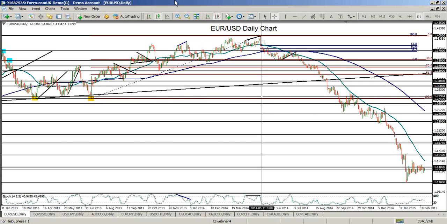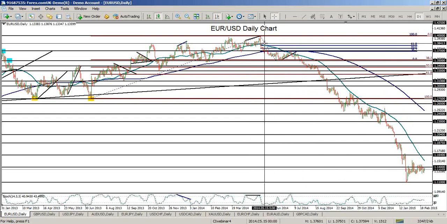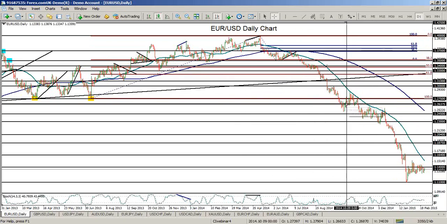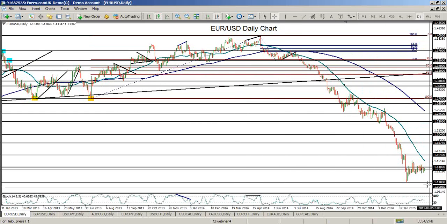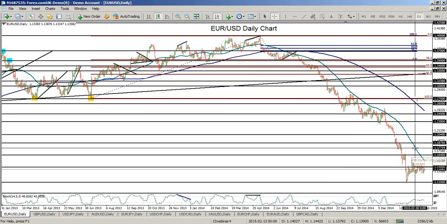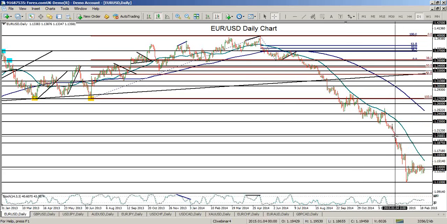Now, what I talked about on the euro dollar, we take a look here, very, very steep. This curve to the downside, a very steep downtrend we've had here. I have the 50-day moving average, just following price action very closely. It's acting as resistance.